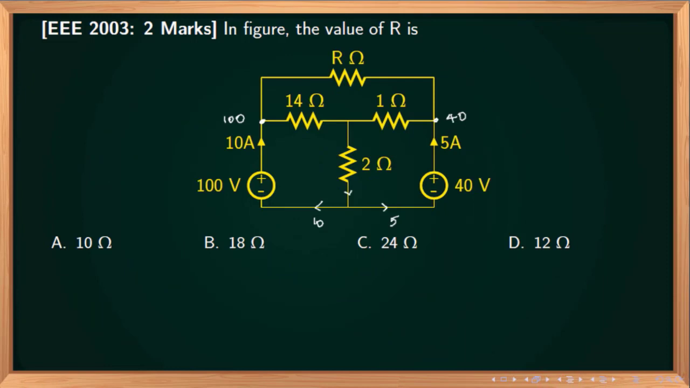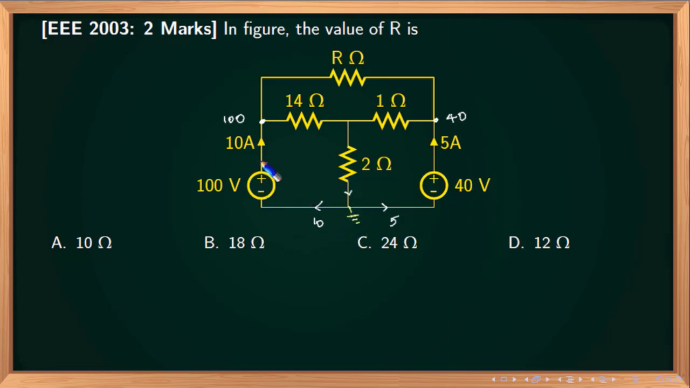In the figure, what is the value of R? So I need to find the value of this particular resistance. Now I'll keep this as ground so that I can write the values of potential at various points with respect to the potential at this particular node, right?